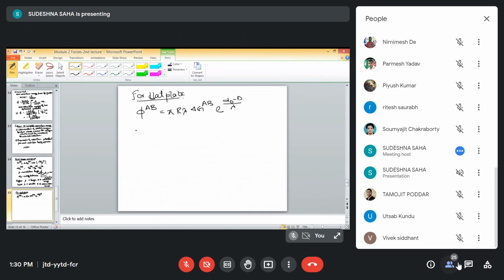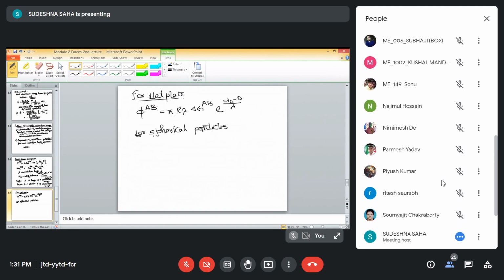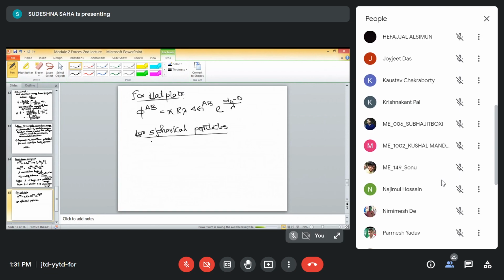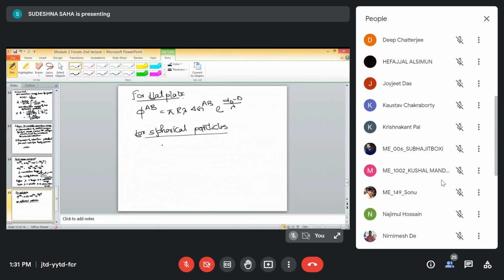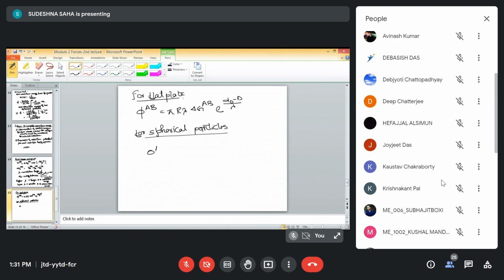And for spherical particles, we have written this before, but this is for R1 R2, two different diameters. So phi AB will be equal to 2 pi.